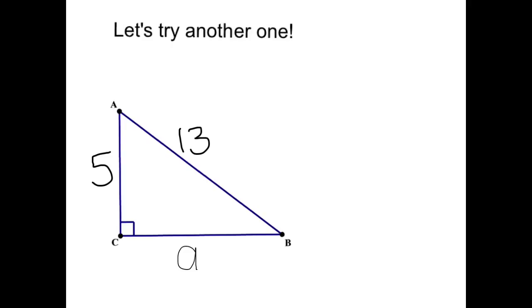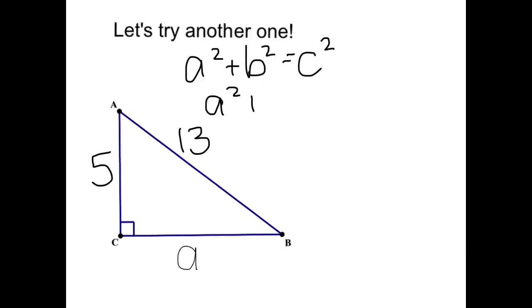Now, what happens if we have the hypotenuse length, but we don't have the measure of one of the legs? Guess what? We're still going to use the Pythagorean theorem. Now, in this case, we don't know A, so A squared is still A squared. Our B, we know, is 5, so we have A squared plus 5 squared is equal to C, which we know is 13. A squared plus 5 squared equals 13 squared.